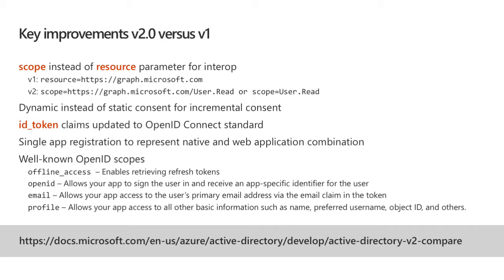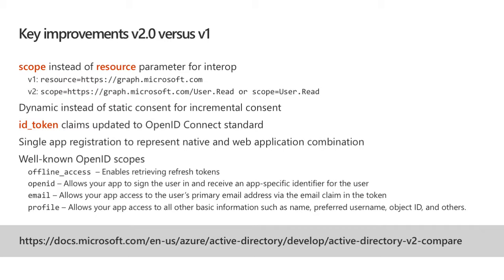The contents of an ID token have been changed in V2 to better conform to the OpenID Connect 1.0 specification, such as using the preferred username claim instead of something just called UPN, because UPN was more of a Microsoft-centric thing, and it wasn't as much of a standard.